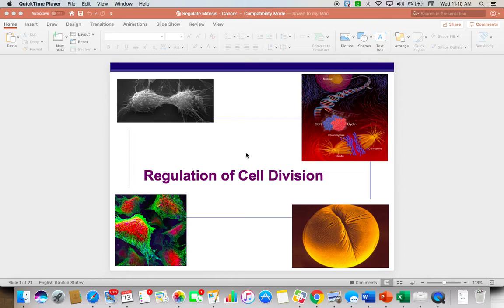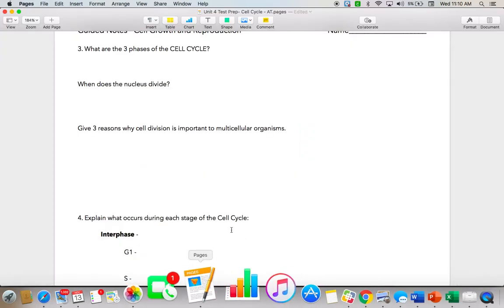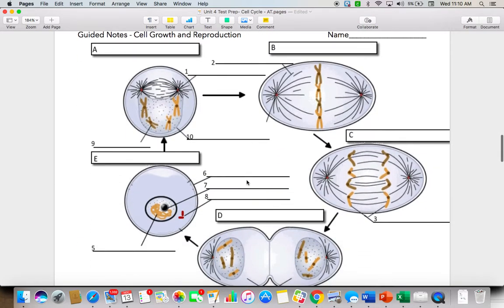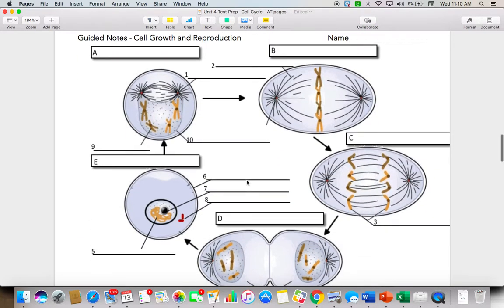Okay, if you'll look at the top of the 3rd page on the guided notes, which would be this diagram here, I want to go over what the answers are. The letters are a little bit out of order, so I don't want that to confuse you. We're going to begin with E, which is this cell right here. This cell is in interphase. So where my pointer is, you should write interphase.